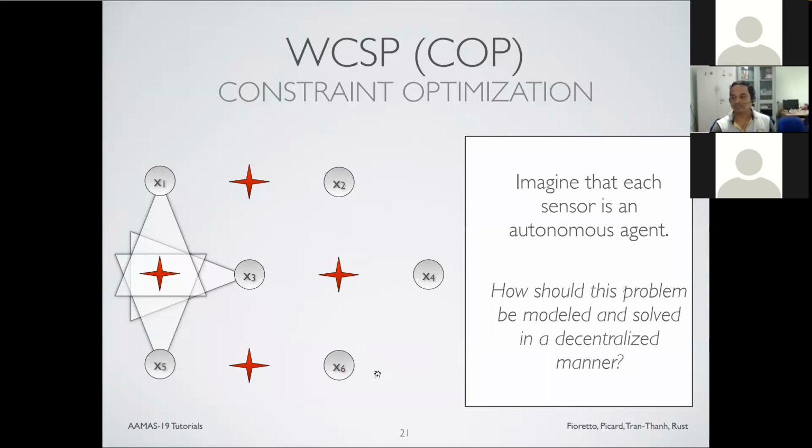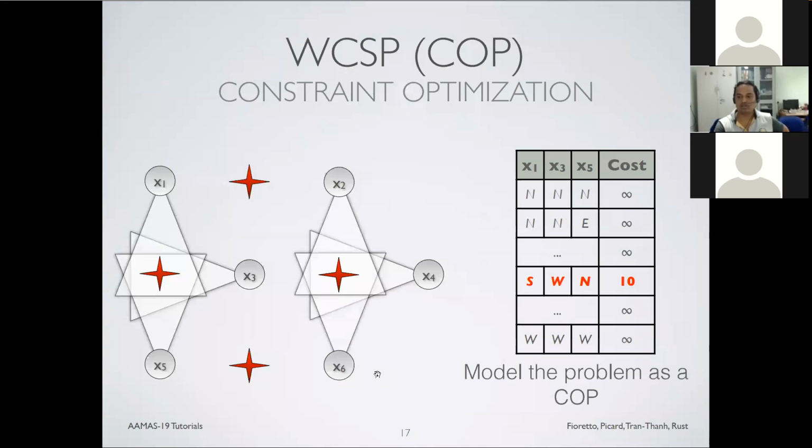So, constraint optimization problem. Imagine that each sensor is controlled by an autonomous agent. In the earlier case, we did not consider the concept of agent. Now you may have the question: why are you bringing the use of agent here? It's a very common question people may ask.